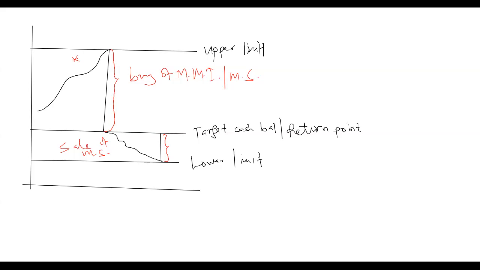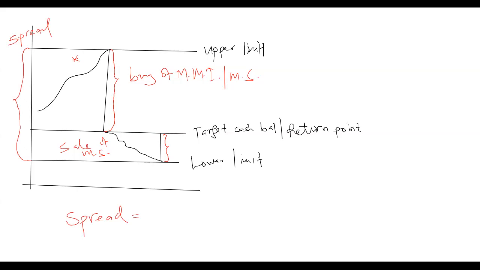So you're going to increase the cash balance back to the target or the return point through the sale of the money market instrument, by selling your previous investment you made in the money market instrument. We notice that the difference between the upper limit and the lower limit is called the spread. This is what is referred to as the spread.